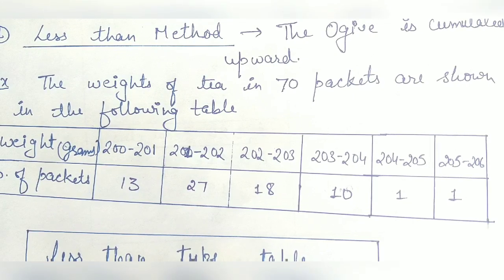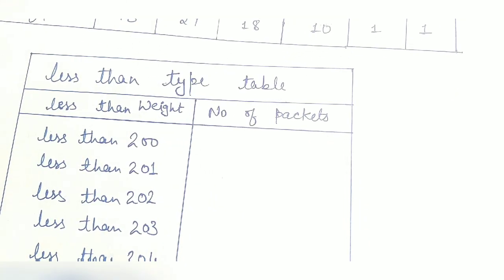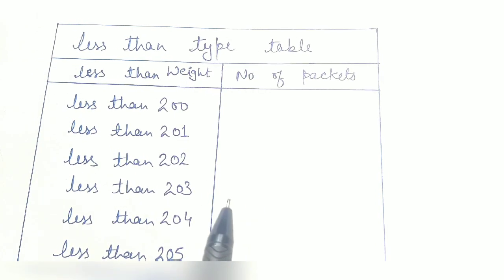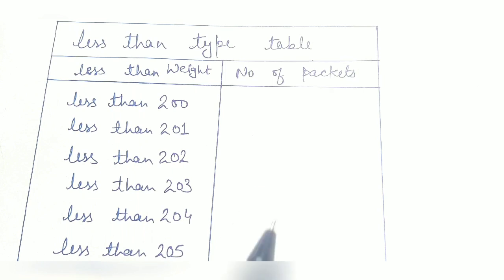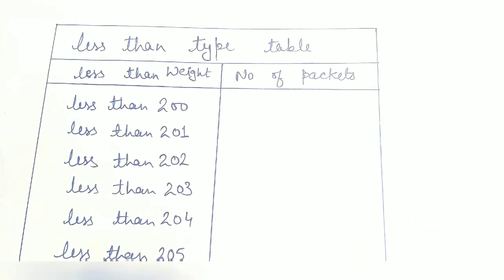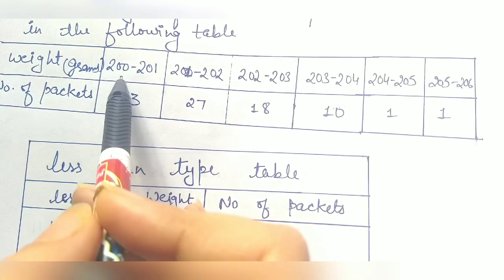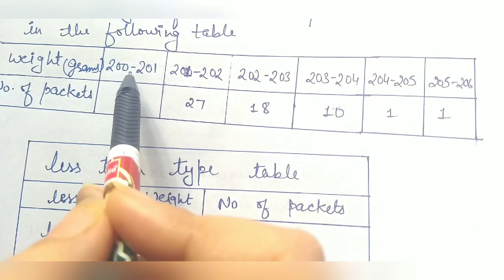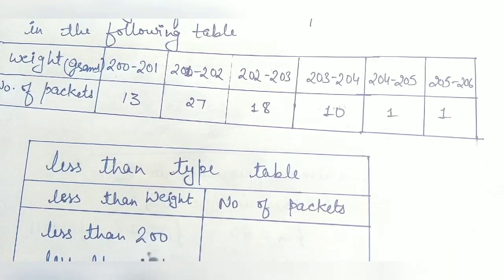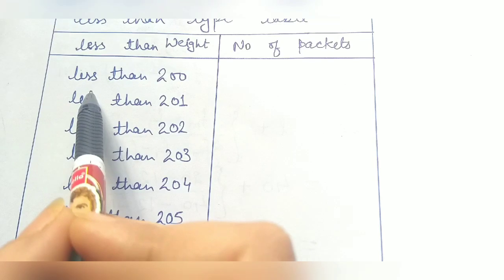We will prepare a less than type table now. To prepare a less than type table, we need to have a cumulative frequency. For cumulative frequency, we will start the table by writing weight in the first column and number of packets in the second column. Because the first interval has a lower limit of 200, we will start with 200. Here the starting point is less than 200.